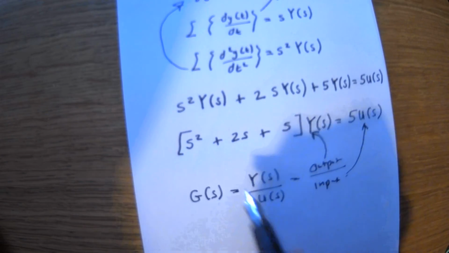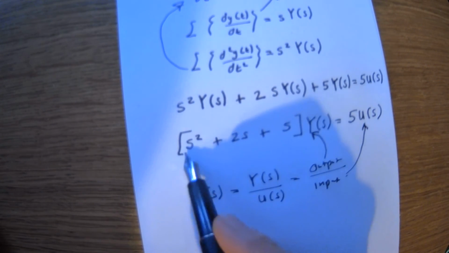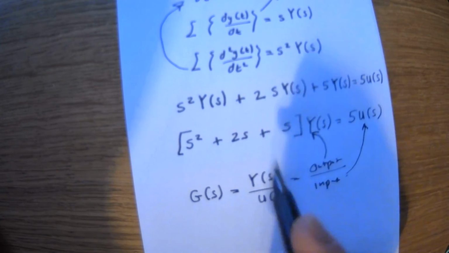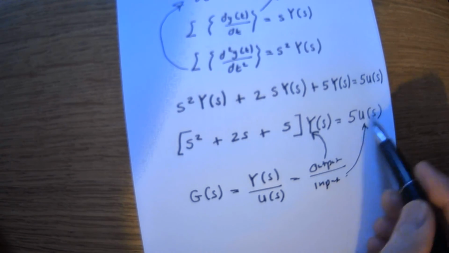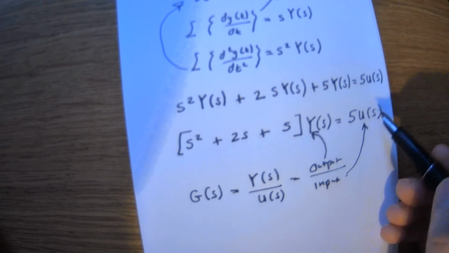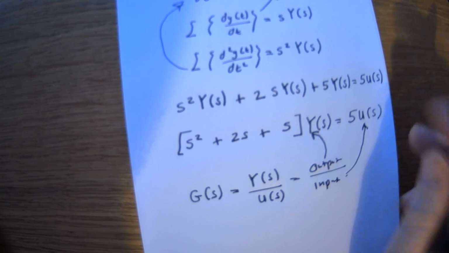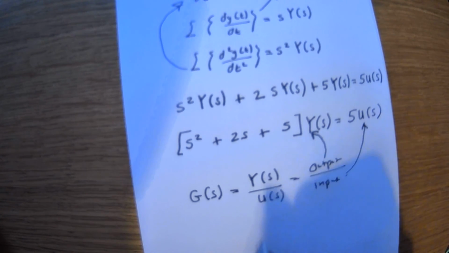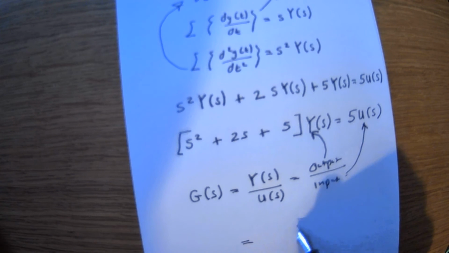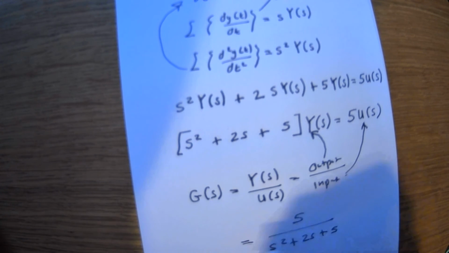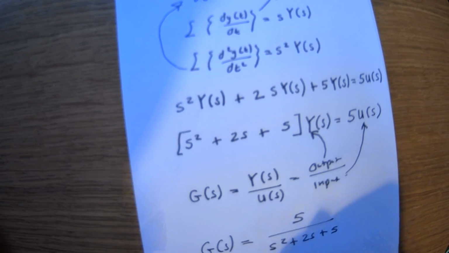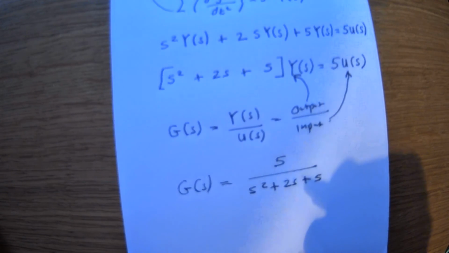So if we then just cross multiply, S squared plus 2S plus 5 is going to effectively move over to here. So it'll be 5 over that. Then if we cross multiply 1 over U of S, that'll effectively move that over to here. So then you'll end up with this form. So 5 over S squared plus 2S plus 5. And that there is your transfer function.